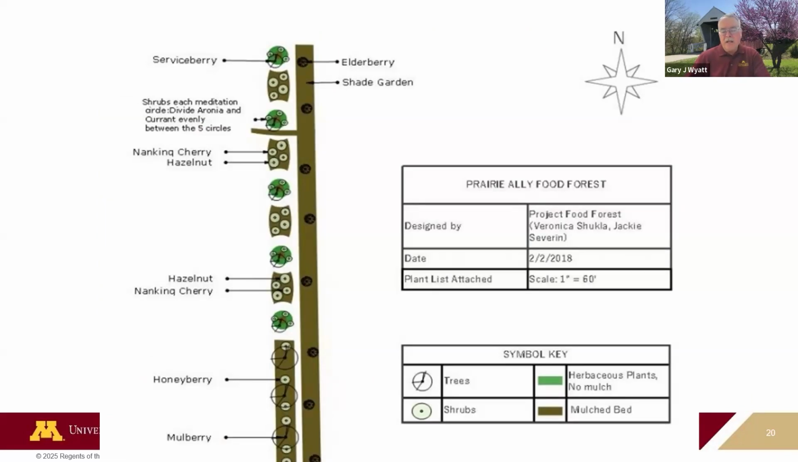It follows a state trail that goes out of town to one of the state parks there. Serviceberry, elderberry, shade tolerant. You see that dark line there? That's a shade garden because there's trees on the right-hand side or on the east side of that planting of that map there. You see the hazelnuts and Nanking cherry and mulberries and different plants there.